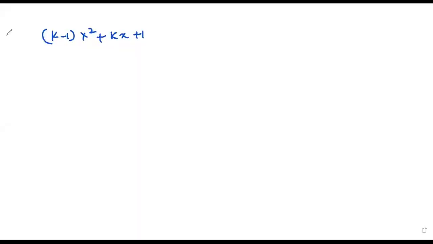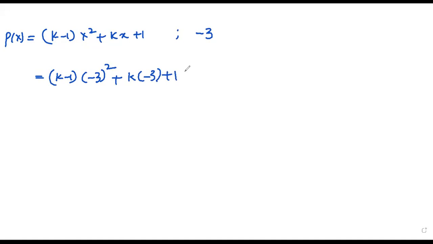The polynomial given in the question is p of x equal to (k minus 1)x square plus kx plus 1, and they said the zero of the polynomial is minus 3. So simply you substitute minus 3 in place of x: (k minus 1) times minus 3 square plus k times minus 3 plus 1.